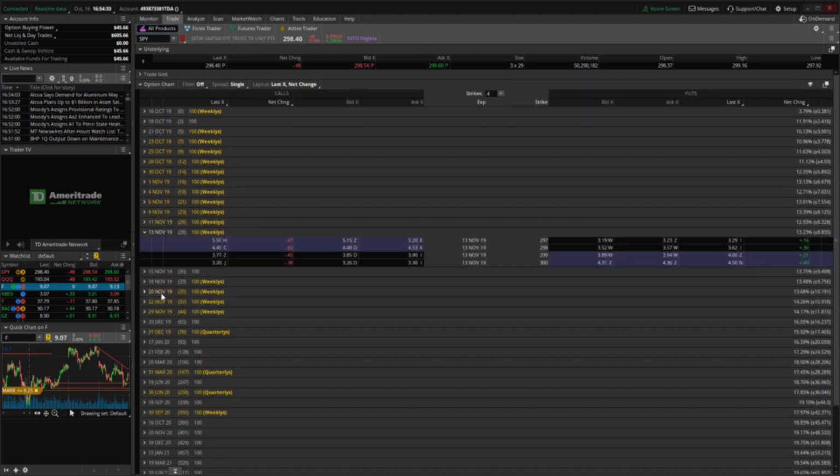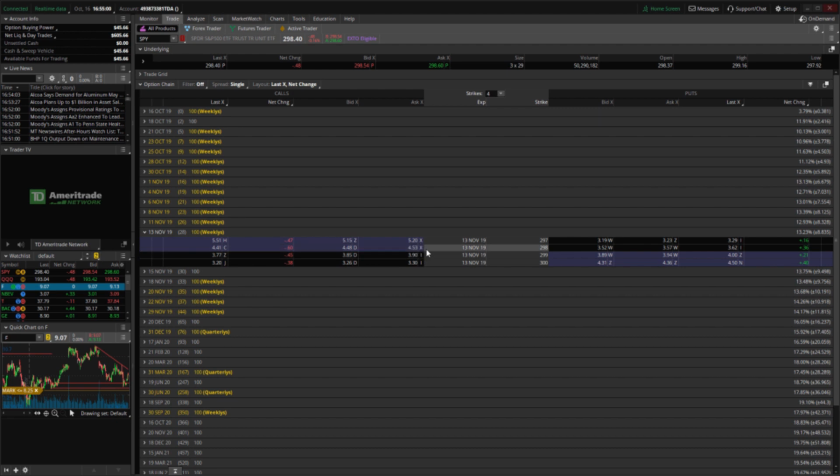Once you're in the options chain, let's say you want to do this on the 13th of November. These are your strike prices right here. You'll have the 297 strike price, 298, 299, and 300. This is how you can buy your options. Let's say you wanted the 13th of November as your expiration date and you wanted to buy the 299 call. The left side is calls. The right side is the puts.